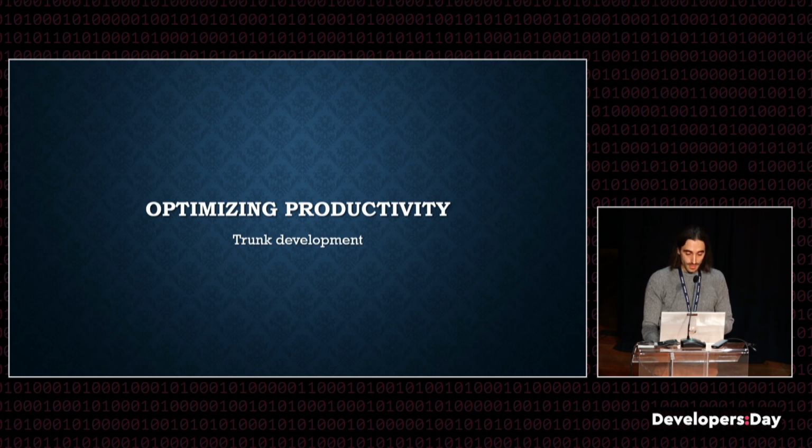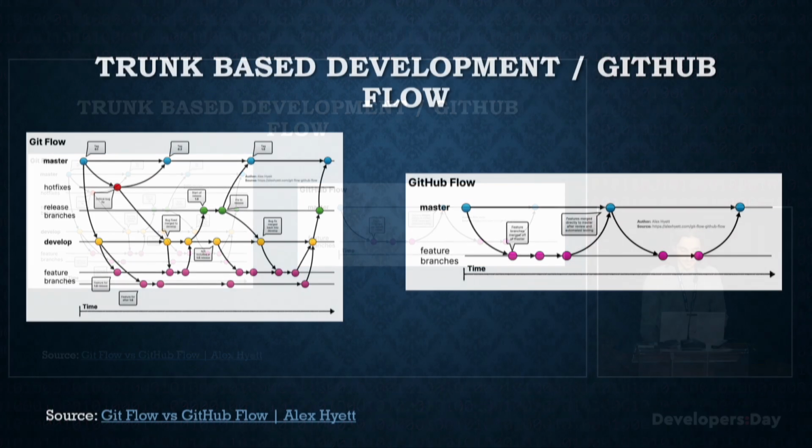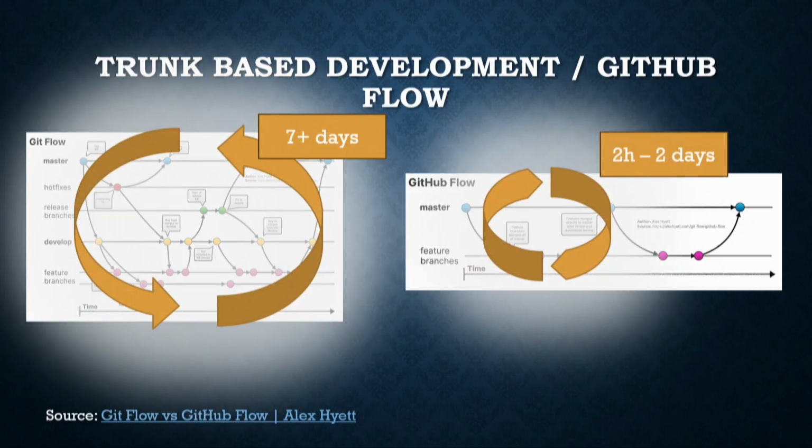All right. So how do we optimize all these loops to improve productivity? We're running out of time, so I'll go quickly over this one. We use trunk-based development, also called GitHub flow. And this is also to reduce the time before we can catch issues.